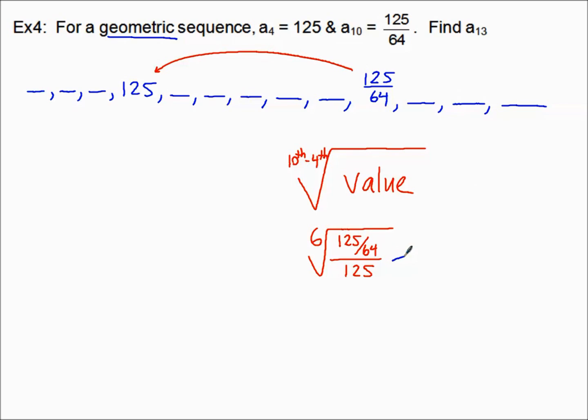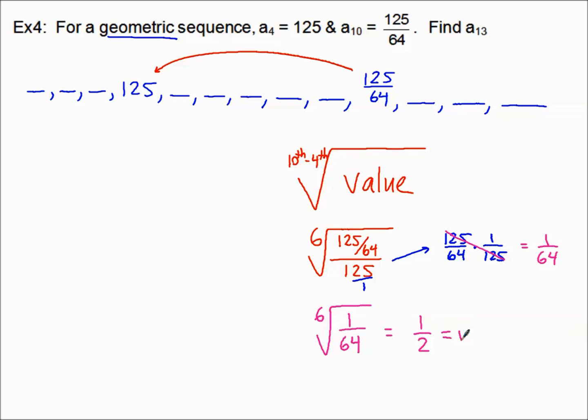So let's see, we've got some math to do over here. So 125 over 64, instead of dividing by 125, I'm going to multiply by its reciprocal. And then I can see that the 125s actually will cancel away, and I'm going to get 1/64. So we're talking about the sixth root of 1/64. And this actually is a perfect sixth, because 64 is 2 raised to the sixth power. So the sixth root of 1 divided by 64 is 1/2. And that is what R is. We must be multiplying by 1/2.